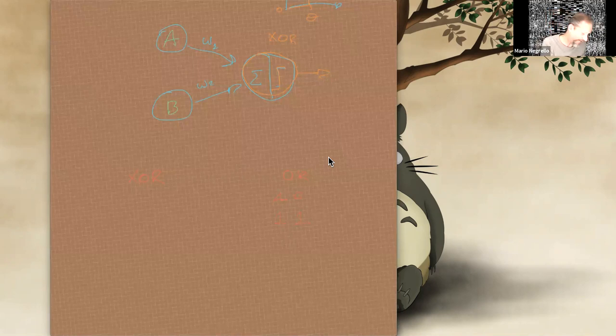So if you have both, you say true. If you have only one of them being true, it's true as well. And if you have none of them being true, it's false. So this is the inclusive OR, because it includes the possibility that both A and B are true. The color is really hard to read.